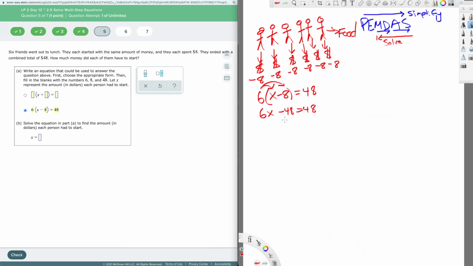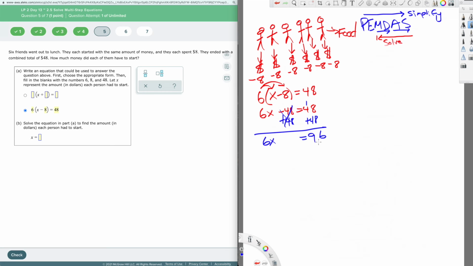So we're going to go ahead and start solving. I'll flip it to blue. I know I had simplifying in blue and solving in red, but I forgot to change my colors when I started this problem. So minus 48, I'm going to add 48 to both sides. 6x equals negative 48 plus 48 cancels. So now I have 96. So we, the whole group, started with $96.